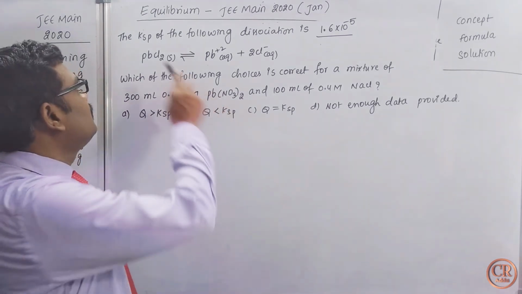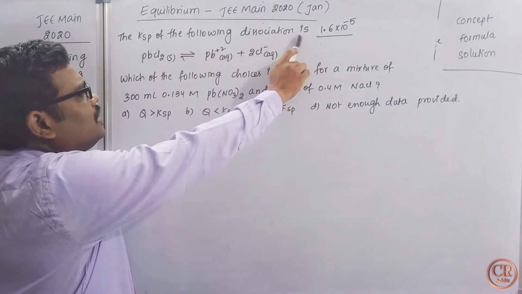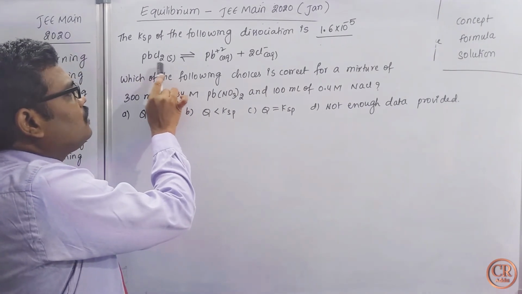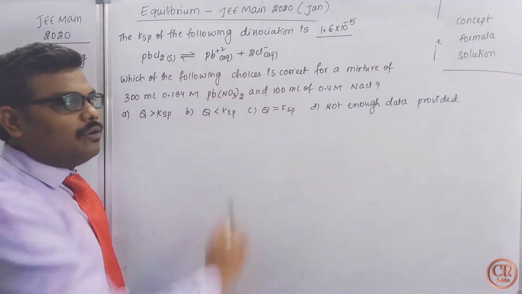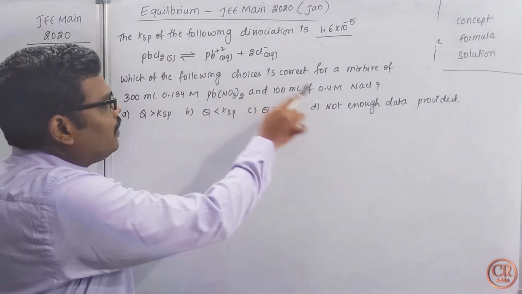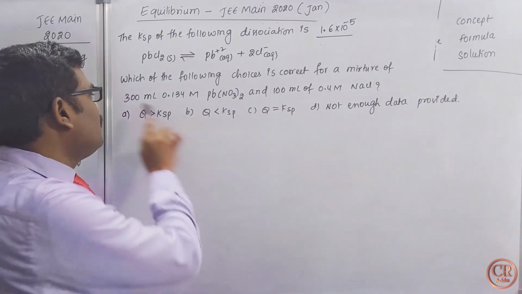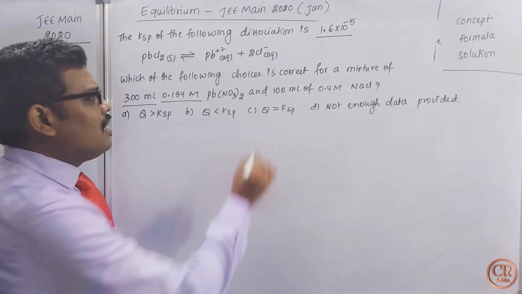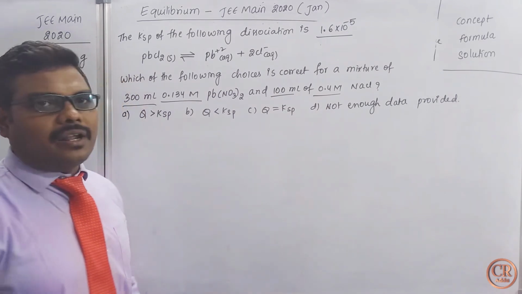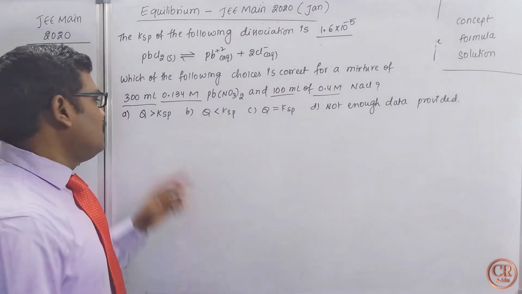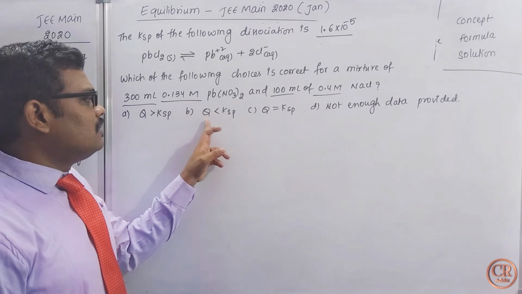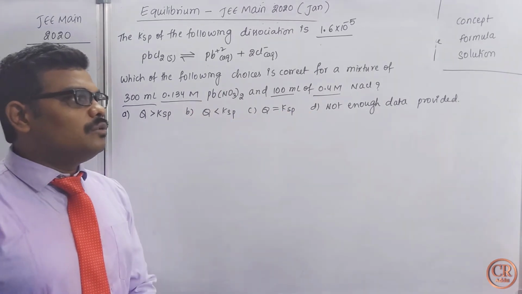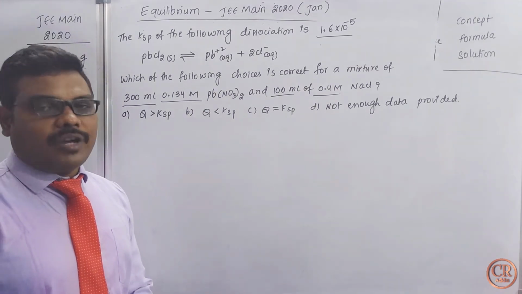Next question is: the KSP of the following dissociation is 1.6 into 10 power minus 5. PbCl2 dissociates, lead chloride gives lead ion and chloride ions. Which of the following choices is correct for a mixture of 300 ml of 0.134 molar lead nitrate and 100 ml of 0.4 molar NaCl? Here 4 options are given. First option Q greater than KSP. Second option Q less than KSP. Third option Q is equal to KSP. Fourth option, not enough data provided.